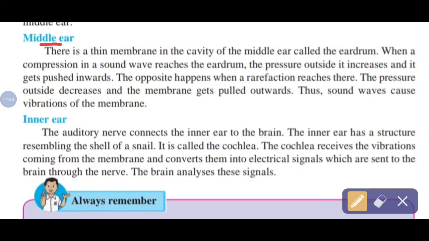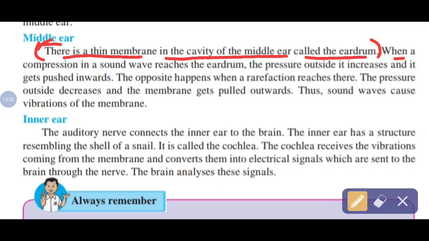Middle ear. There is a thin membrane in the cavity of the middle ear called the eardrum. So your question is asked for 1 mark: define eardrum. So what is the answer given here? There is a thin membrane in the cavity of the middle ear called the eardrum.